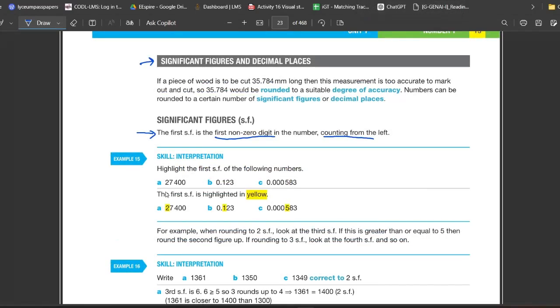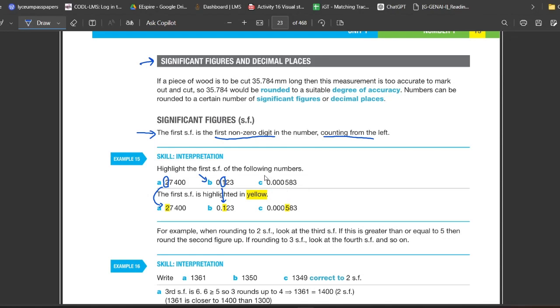You can see this number, 27,400. So what is the first non-zero digit? That's 2, right? So that's the thing they have highlighted here. So when we come to B, what is the first non-zero digit? That's 1, right? So that's the one they have highlighted.